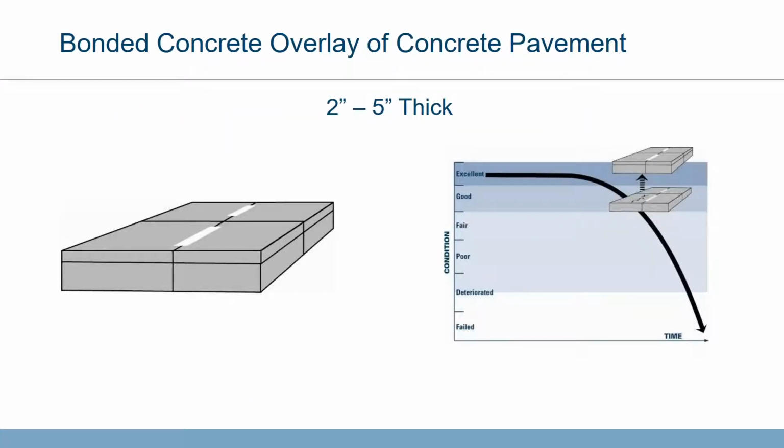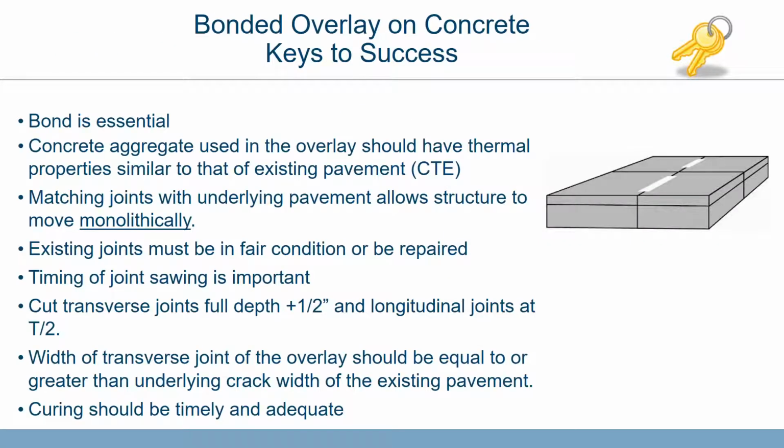Bond is equal to strength, and it's very important because this is really a monolithic slab as it is built and performs. The typical thicknesses for these bonded concrete overlays of concrete pavement have been 2 to 5 inches, and again, the condition of the existing pavement must be in good to excellent condition before you would really be able to consider the bonded option.